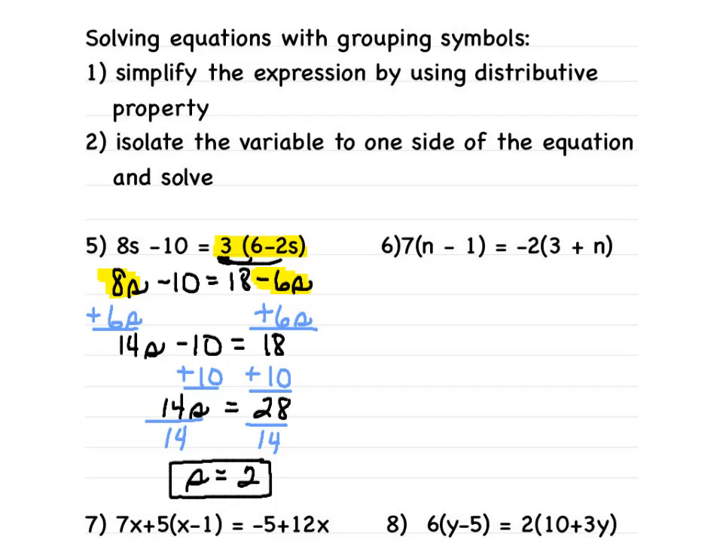Okay, number 6, please write it down. 7, open parentheses, n minus 1, close parentheses equals negative 2, open parentheses, 3 plus n, close parentheses. So you will distribute the 7, and then you will distribute the negative 2 there. You'll write that equation and then solve on your own. Pause the video now. Come on back and check your answer when you're done.